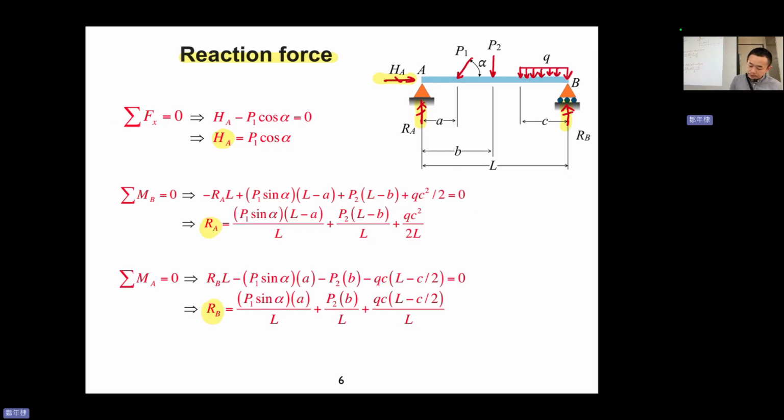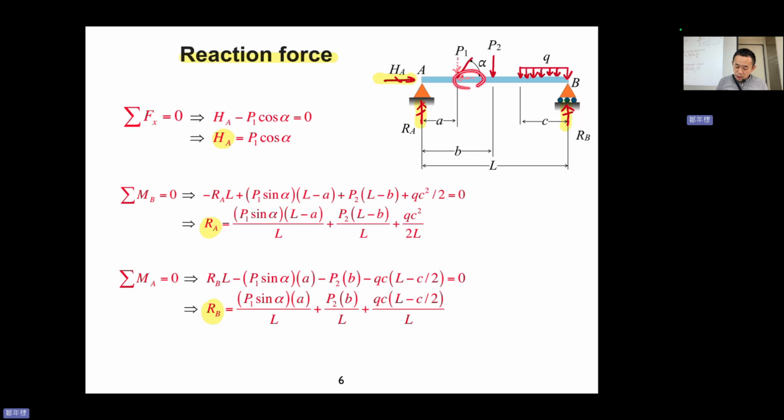Then, now we're going to balance the force. Before the balance force, we need to process the force here. P1 here, you have alpha angle. So you will have the Y direction component and X direction component, okay?